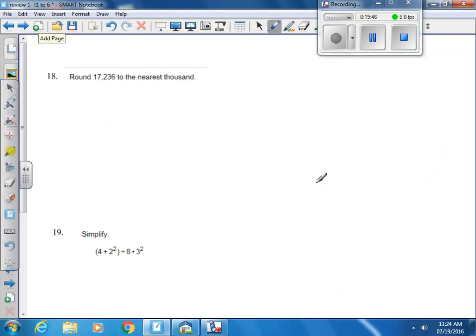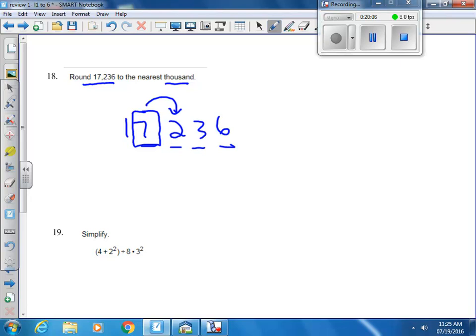Number 18, and like I said, there's only 20 questions, so if this were a test, we're doing pretty well. Look at the time. Doing pretty well. This is just rounding, round to the nearest thousand. So I want to highlight something. Ones, tens, hundreds, thousands. You must go to the thousands spot, look next to it, and since that number is below 5, then this stays at a 7, and everybody below it becomes a 0.